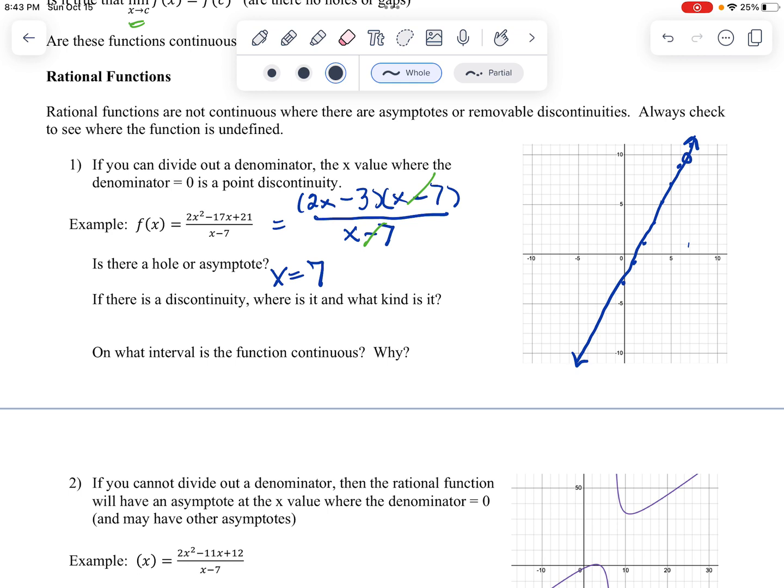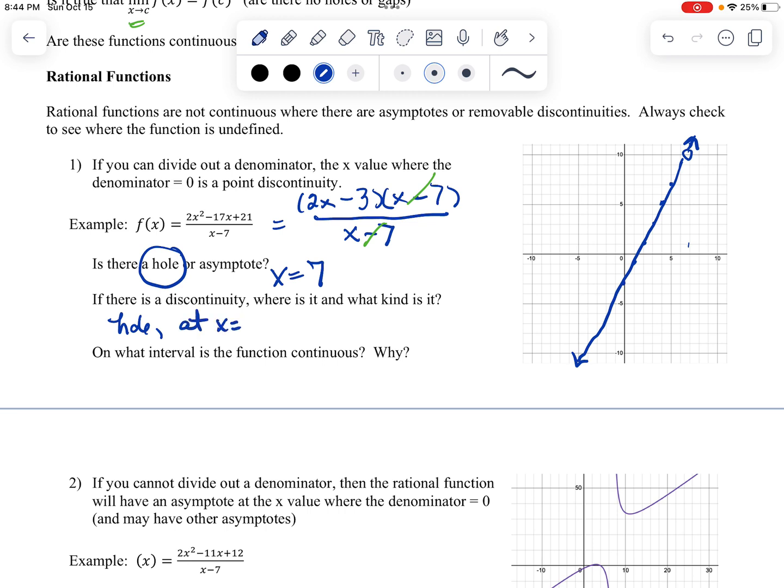So if I try to erase that little bit, it's going to erase my whole line, isn't it? I knew it would. So I have to have a hole right here at 7 because my function is not defined at 7, but it's defined everywhere else. So this one's a hole. So it's not continuous. There is a discontinuity. We call it a hole. And it is at x equals 7.